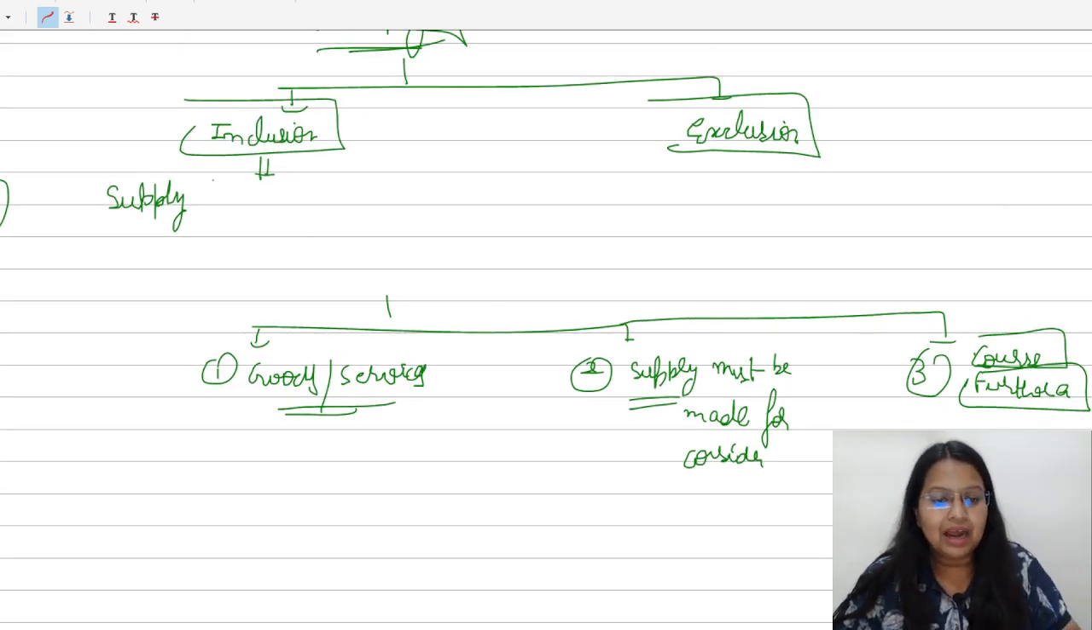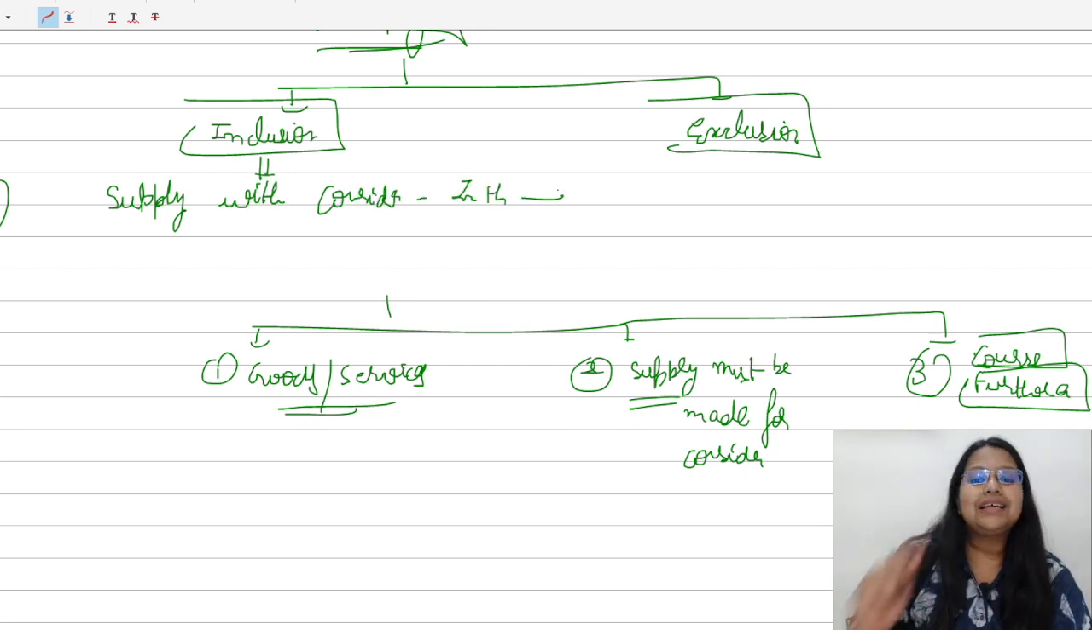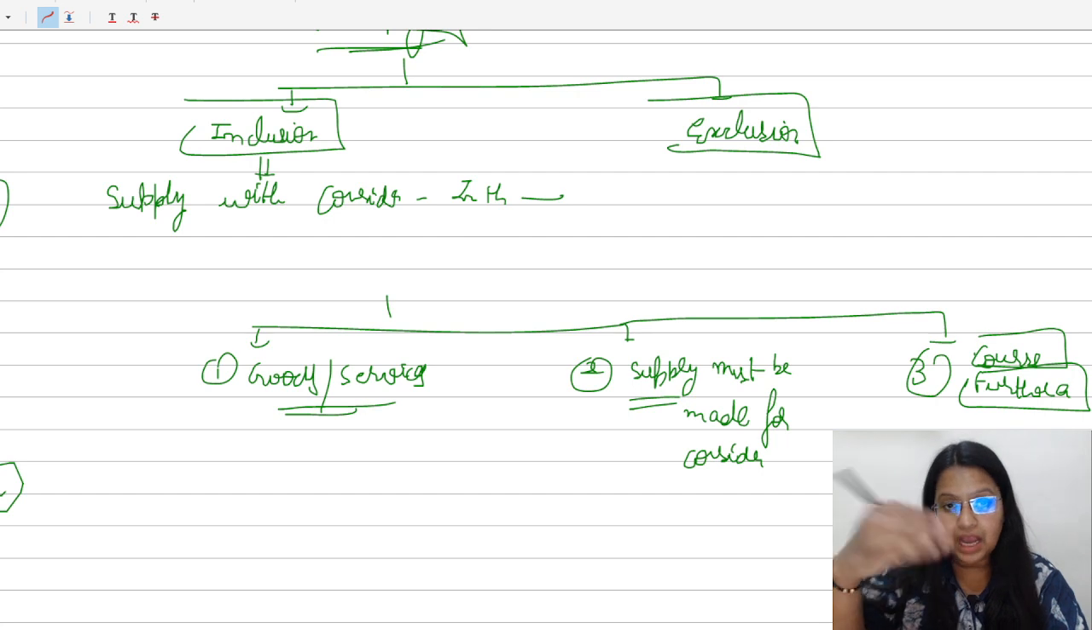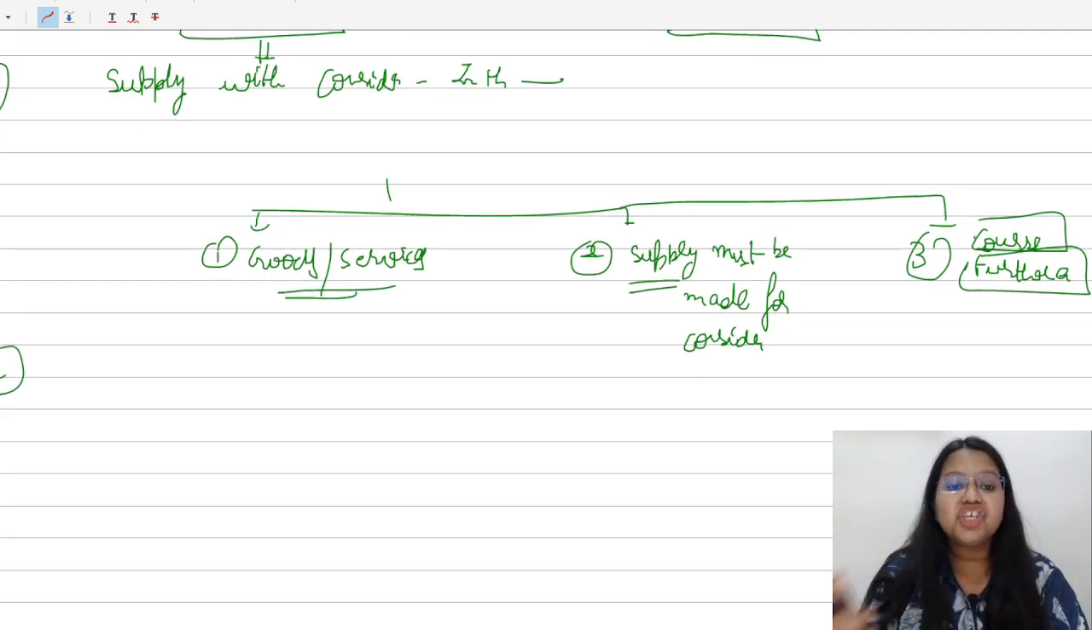The first part in the inclusion point is supply with consideration. If a supply is made with consideration, that too in the course or furtherance of business, it will be considered as supply under GST. It will be included in the scope of supply. The second part which will come under this category is the importation of services.